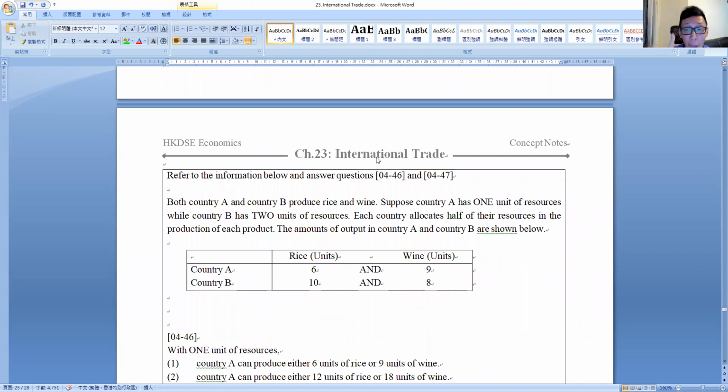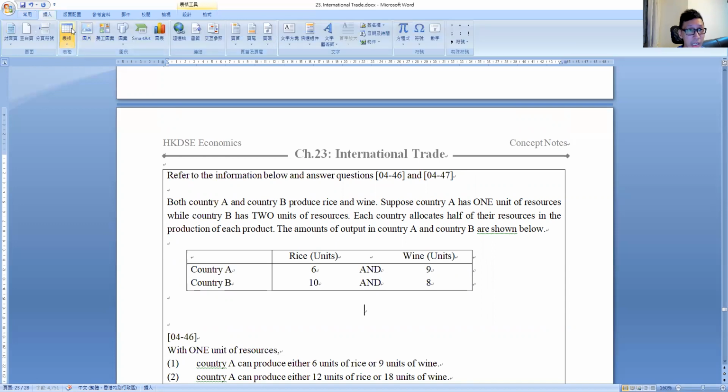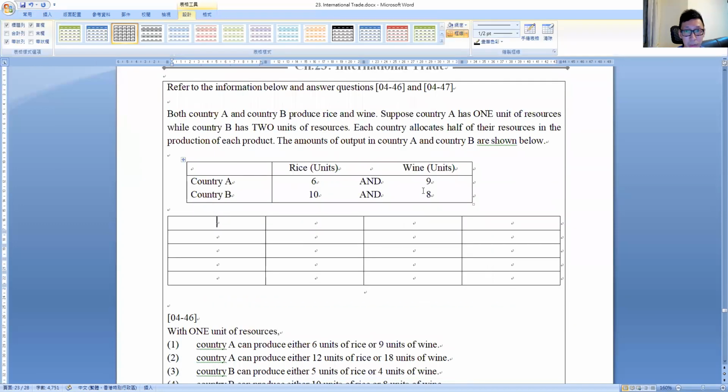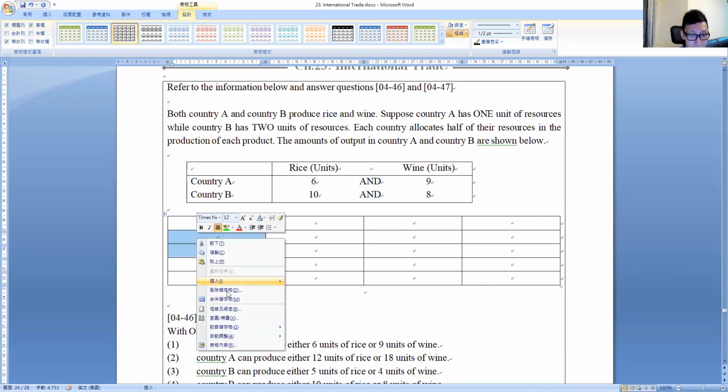But if you follow our approach, it shouldn't be any problem for you. Now it says, country A and country B produce wine and rice. 哇，好難讀啊，係咪啊? Now country A has 1 unit of resource and country B has 2 unit. 嗱，今次係咪有啲麻煩啦? Each country allocates half of their resources in the production of each product. 即係咩意思啊? Now, let's transform it into a table that we know, right? So this is the situation when they allocated half and half. So let's see what happens.